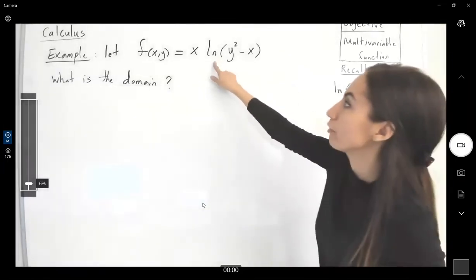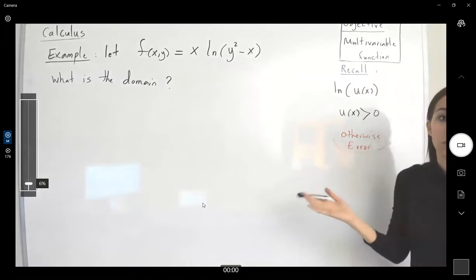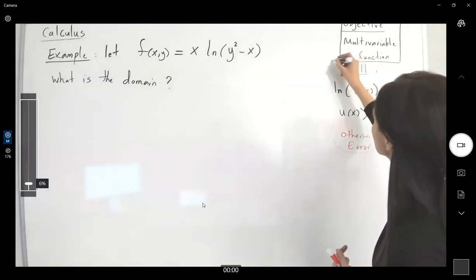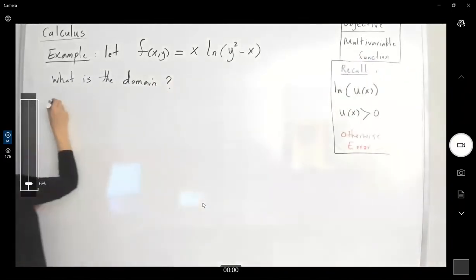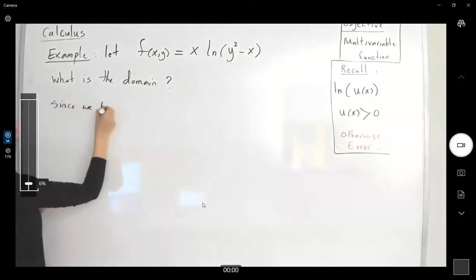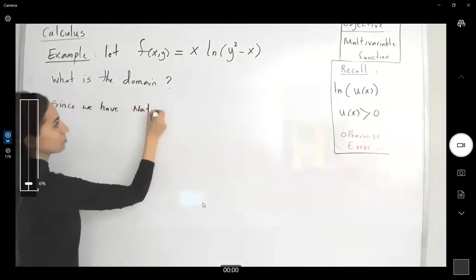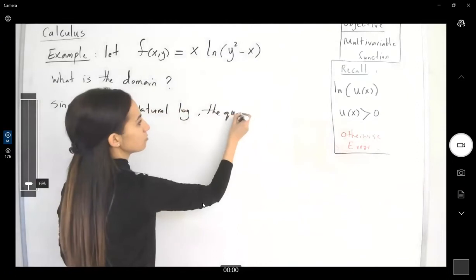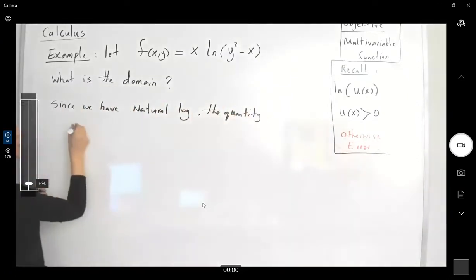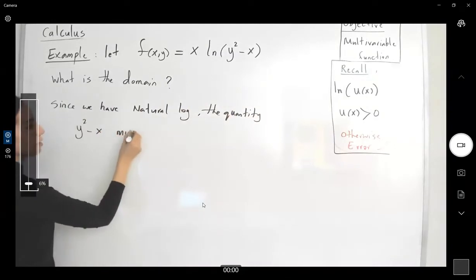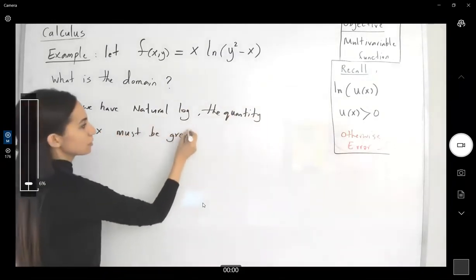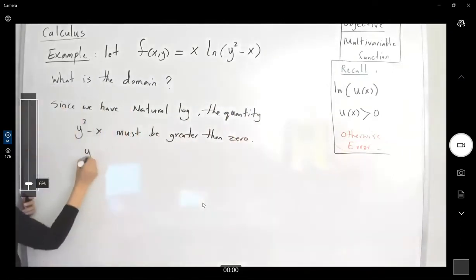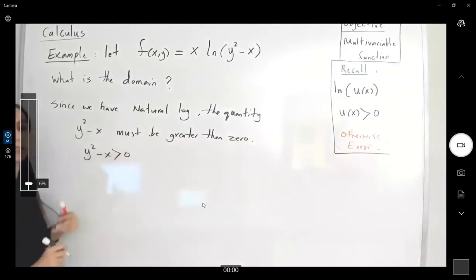So ln of a quantity, this quantity must be positive. Now that you have a function in two variables, it doesn't matter. This quantity must be positive. So since we have natural log, what is the quantity? Y squared minus x must be greater than 0.